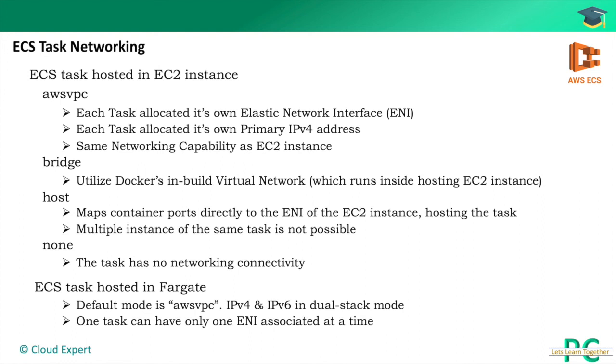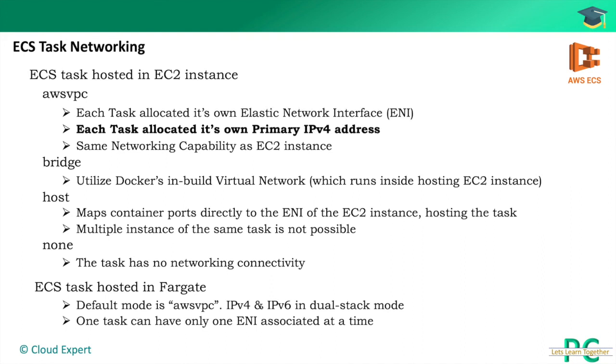Now let's explore ECS task networking. As you have already learned, you can host ECS either on EC2 instance or in Fargate. We'll explore the networking options for both modes. Let's start with an ECS task hosted on EC2 instance. The networking behavior of an ECS task hosted on EC2 instance is dependent on the network mode defined in the task definition. And there are 4 different types of network mode you can define. First, awsvpc. Under this mode, each task is allocated its own elastic network interface, or ENI.